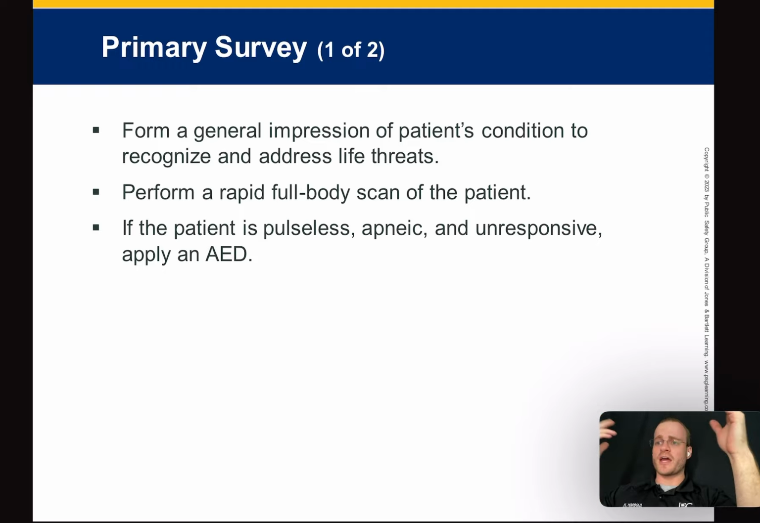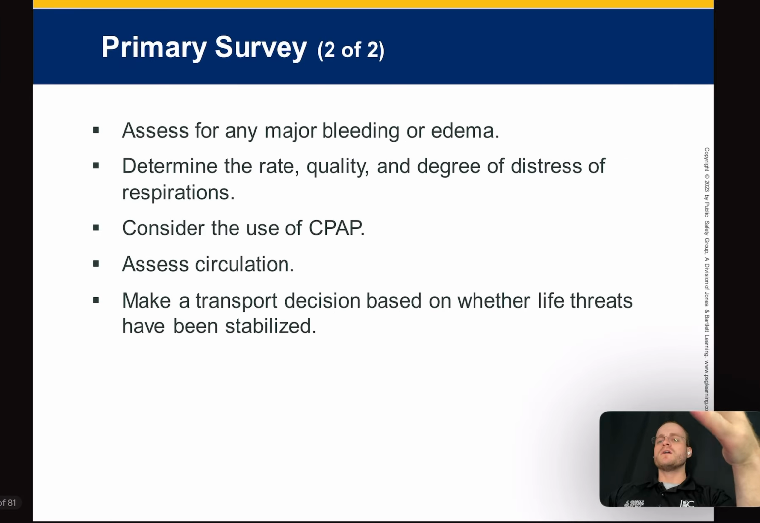If the patient is pulseless, apneic, and unresponsive, holy cow, we do CPR, okay? Assess for any major bleeding or edema. Determine the rate, quality, and degree of distress of the respirations. We qualify that. Instead of just saying they're breathing good or bad, we say they're breathing 22 times a minute and labored. They're tachypneic, taking shallow breaths. There's crackles noted on auscultation with accessory muscle usage. Like, I just painted a much better picture in your head, and that's what you need to be doing in your reports and in your chart.